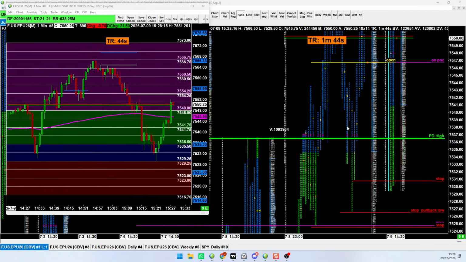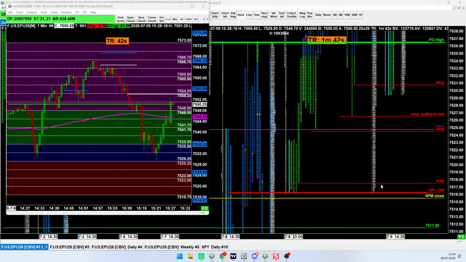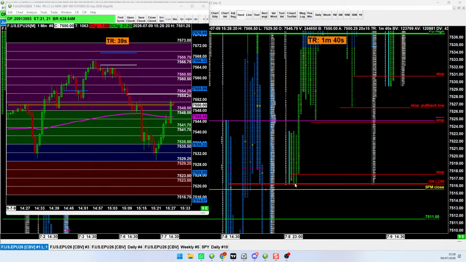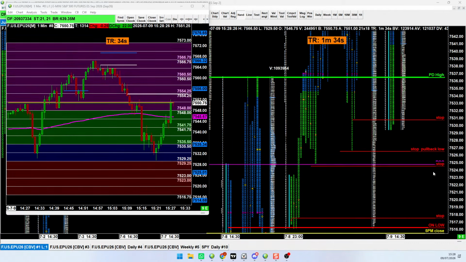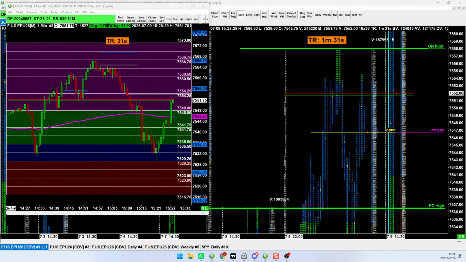Ah, yes, the poor low, my friend. The poor low in the overnight. It is a part of distribution. You use the shorts that are trapped under that poor low to hold the market up so you can distribute at higher prices. Great question.